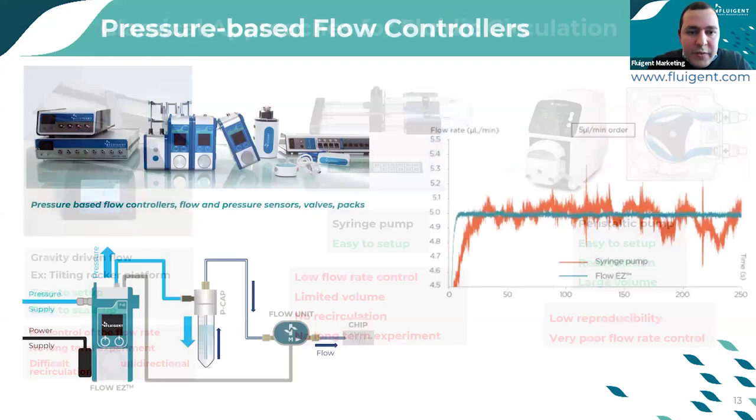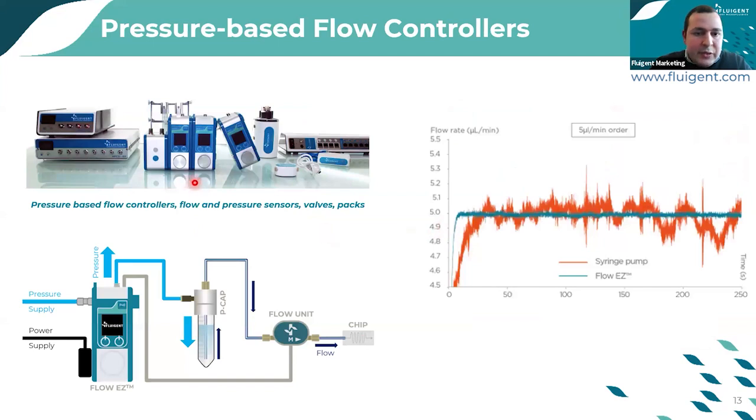So we at Fluigent, since 2006, offer our pressure-based flow controllers, sensors, valves, and packs that can help stabilize the flow and guarantee reproducibility when we are working on the flow rate. As you can see in this graph, compared to the syringe pumps, we have a better response time and responsiveness, and you will have stability compared to the noise of the syringe pumps, especially at low flow rates, let's say 5 microliters per minute.